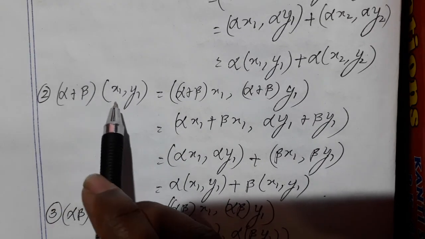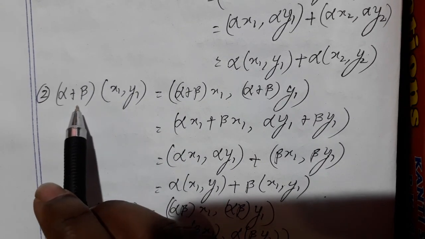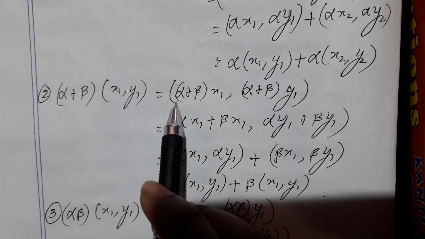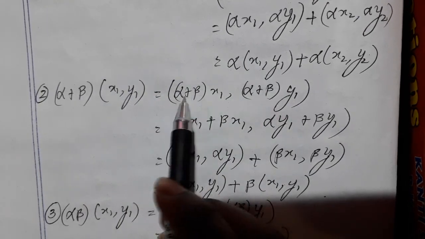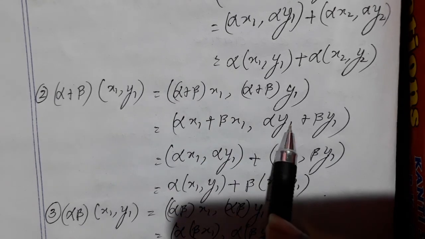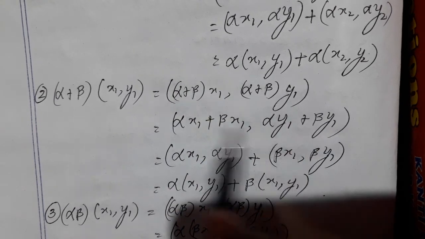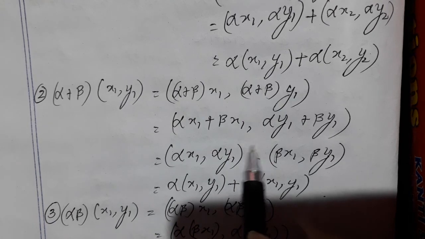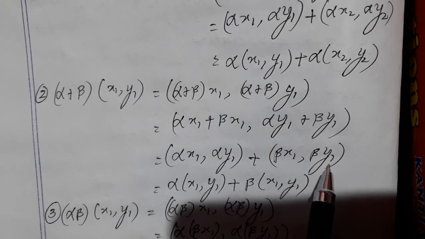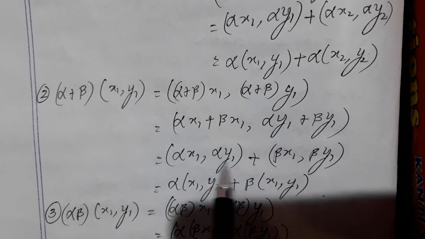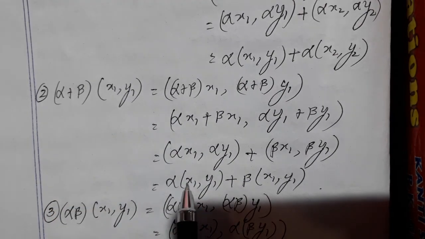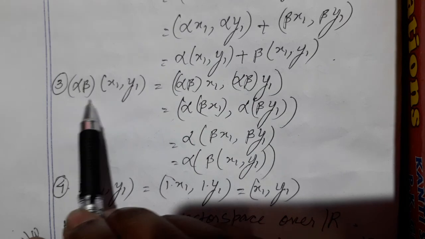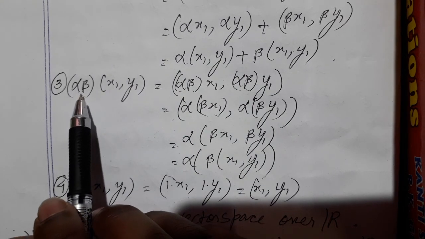Now here we are taking two scalars, alpha plus beta. Using the second definition, I can multiply to each coordinate, so we get (alpha plus beta)x1, (alpha plus beta)y1. So x1 I can multiply to each, so alpha x1 plus beta x1, alpha y1 plus beta y1. So (alpha x1, alpha y1) plus (beta x1, beta y1). From here I can take alpha common, from here I can take beta common, so this is equal to this.